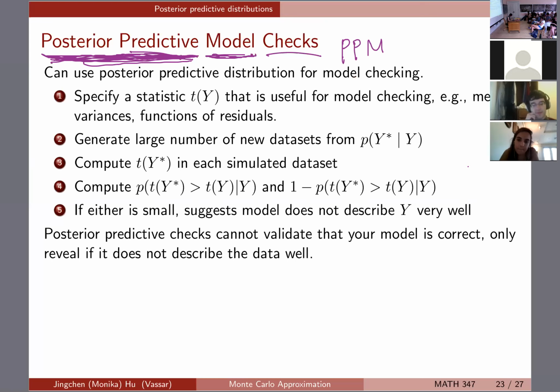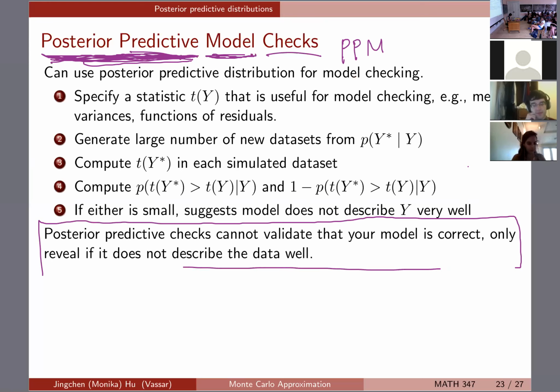But again, note here, we call all of this posterior predictive model checks. Those checks cannot validate that your model is correct. You can only say that the model is not describing the data well. This is not a rigorous way to check, but people still like to try it just to make sure that the basic criteria is being satisfied.